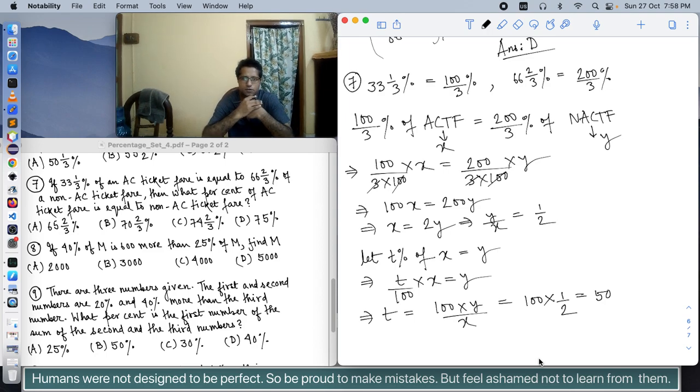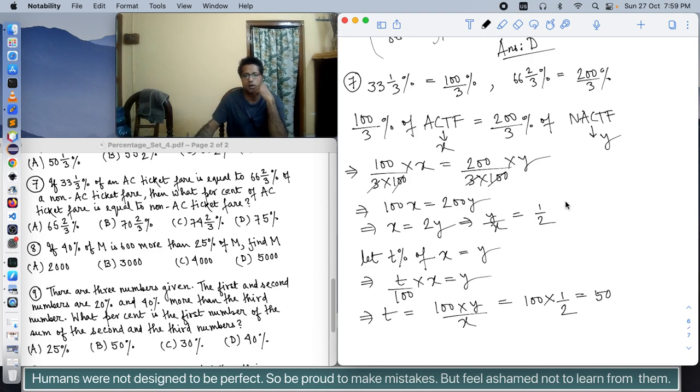Let's see. 33 and 1 by 3% means 100 by 3%, and 66 and 2 by 3% means 200 by 3%. Okay, so we have 100 by 3% of AC ticket fare, which we are assuming to be x, is equal to 200 by 3% of non-AC ticket fare, which we are assuming to be y. So we have 100 by 3% of x is equal to 200 by 3% of y.